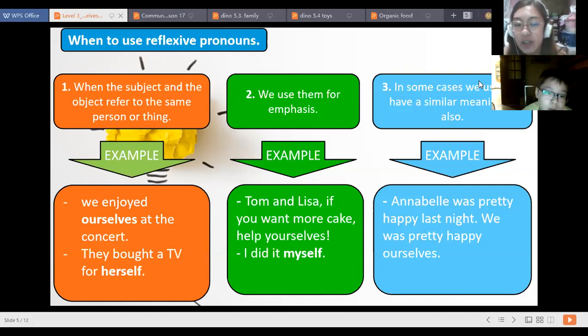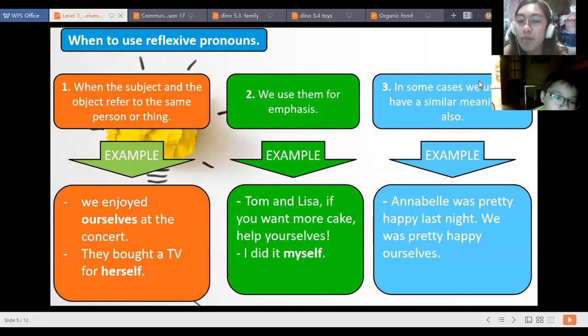We enjoy ourselves at the concert. They bought a TV for themselves. Can you give me the reflexive pronoun there? Where is the reflexive pronoun there? In the example, where is the reflexive pronoun? Themselves. Very good.